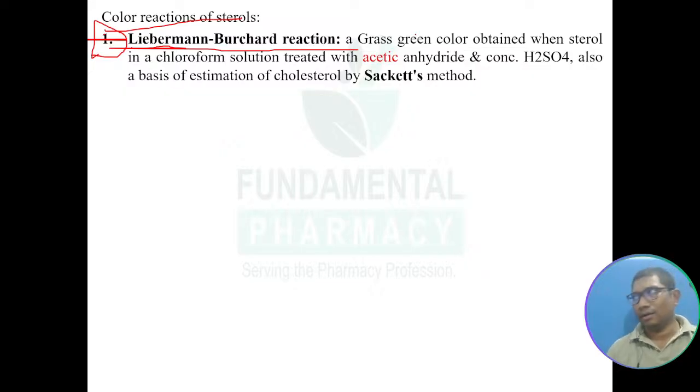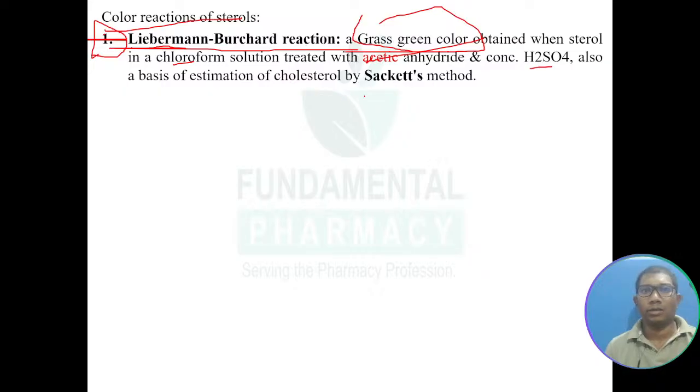A green grass color is obtained when this cholesterol or sterol is treated in chloroform. Solution of cholesterol in chloroform when treated with acetic anhydride and concentrated sulfuric acid, you will get a green grass color. Green grass color comes when cholesterol in chloroform is treated with acetic anhydride and concentrated sulfuric acid, then you will get green grass color. That is a confirmation for the Liebermann-Burchard test.